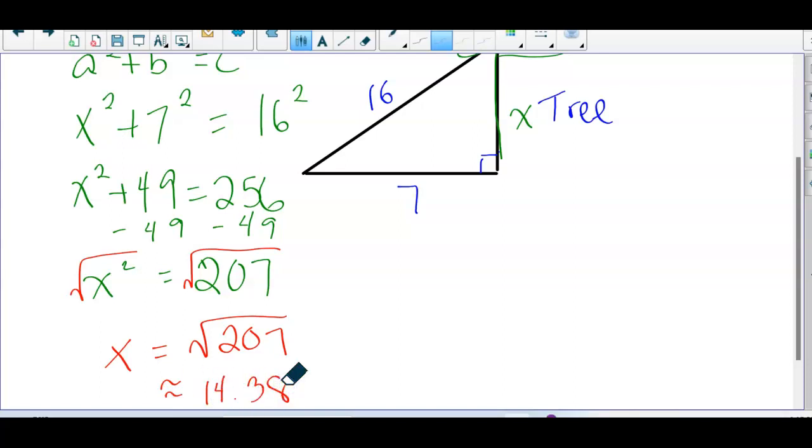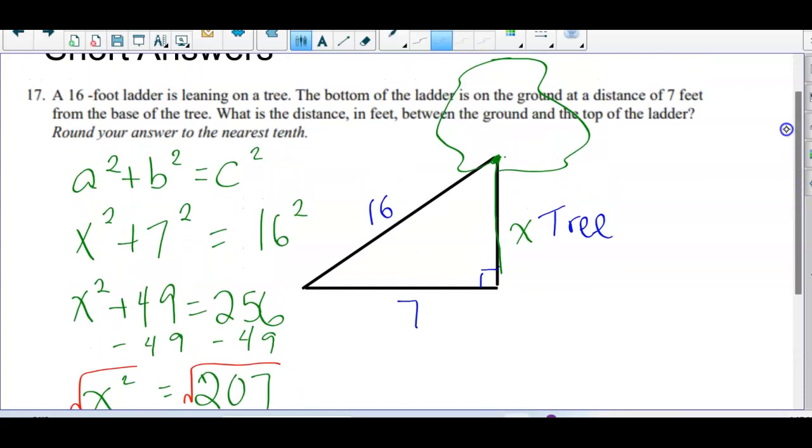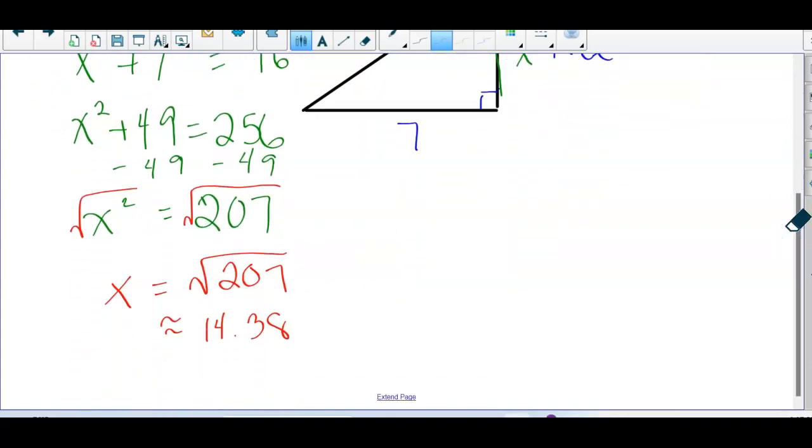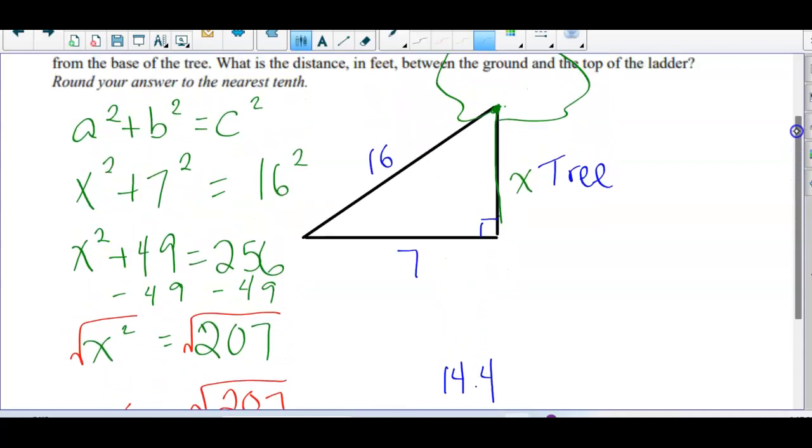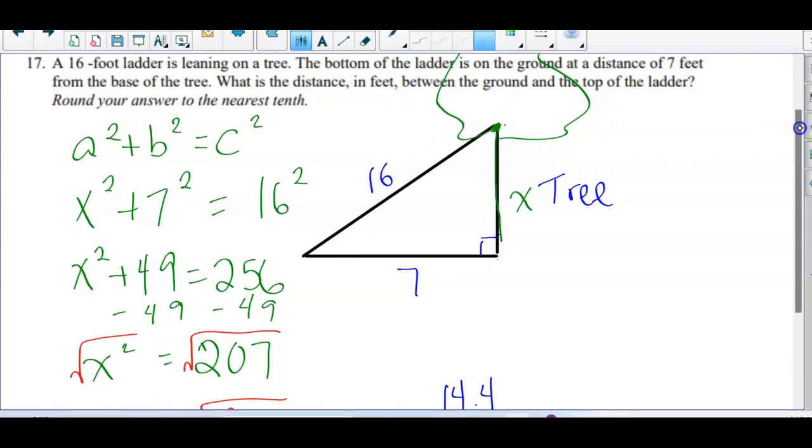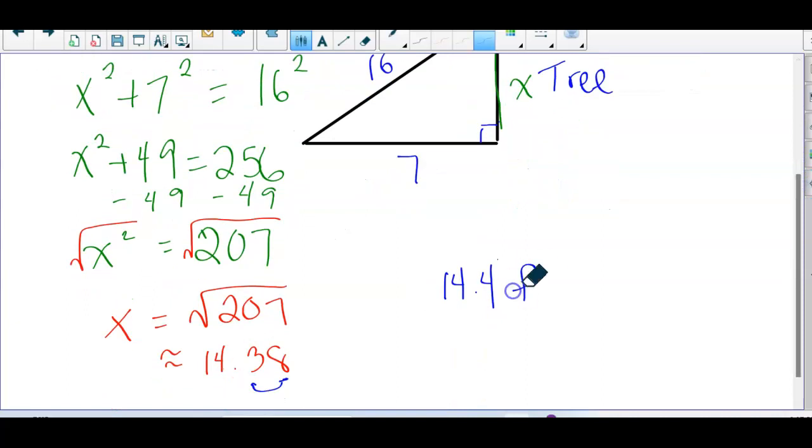Right, I'm just going to do that real quick. Yeah, that's about right. But now let me go back and read the directions, because I think it said nearest tenth, so that means I need to look here, right? And that tells me I got to round up, so my answer is going to be about 14.4. And the unit of measure is in feet because the question was in feet.